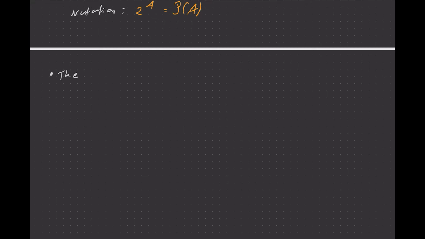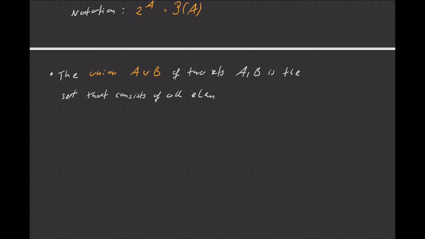First thing is the union, denoted as A union B, of 2 sets A, B is the set that consists of all elements that are contained in A or B or both. It's not an exclusive union, it is an inclusive union.